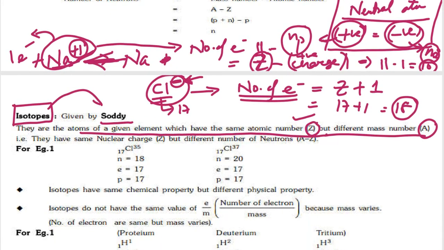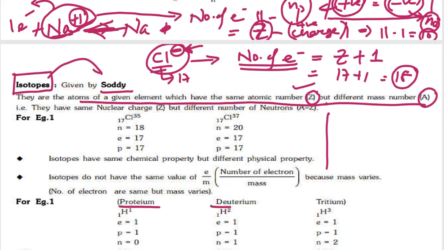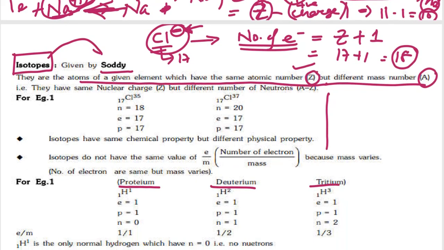Just like we have many examples, you might be familiar with hydrogen's isotopes. One is protium, one is deuterium, and another is tritium. You can see here the atomic number is the same, 1, 1 and 1, but the mass number is changing, 1, 2 and 3, isn't it? So the atomic number is the same but the mass number is changing. In this case, these three atoms are referred to by the name isotopes.